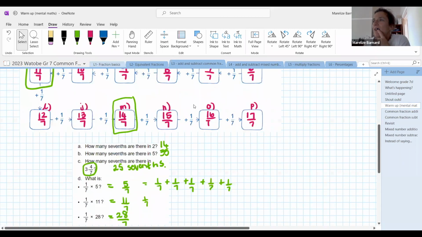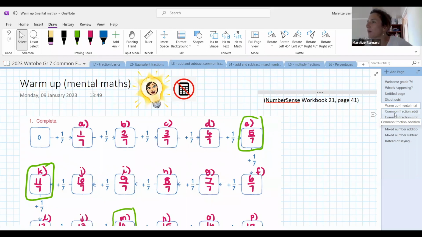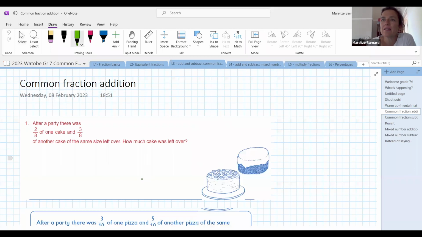Okay. Right. So we'll do a bit more of that on Wednesday and keep going to develop those ideas for ourselves. And let's have a look today at some addition. So we have here, after a party, there was 2/8 of one cake and 3/8 of another cake of the same size left over. Okay, so we've got these 2 cakes, same size, 2/8 left of the one cake, 3/8 left of the other cake. How much cake was left over?